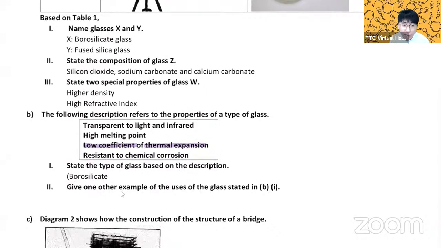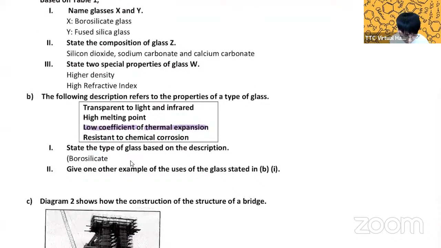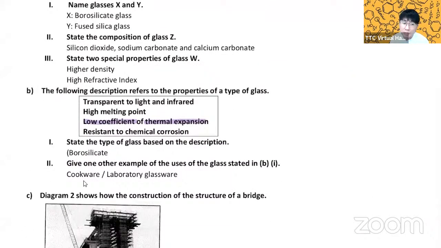Okay, so give one other example of the uses of this glass. Besides laboratory glassware, where else can we use it? Usually glass that we use in relation to heat, so maybe your cookware, your cooking hardware. So my answer here should be cooking hardware or laboratory glassware, but they stated laboratory glassware in B1. For the other example, cookware is better.